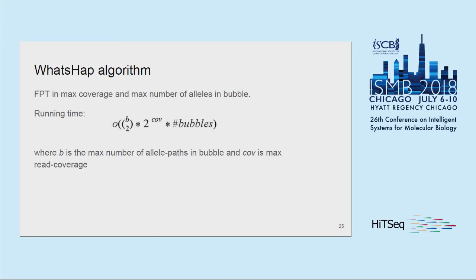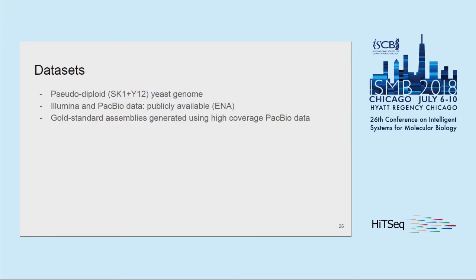It remains polynomial in the number of bubbles and independent of the read length. Therefore, it's suitable for longer reads. Now, in order to evaluate the performance of our algorithm, we considered a pseudo-diploid genome by combining two yeast strains, that is SK1 and Y12. We considered Illumina and PacBio data, which is publicly available.